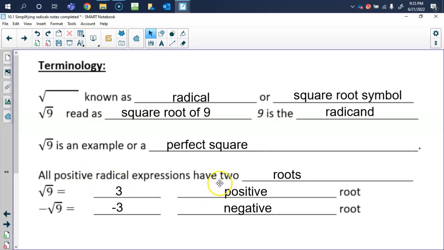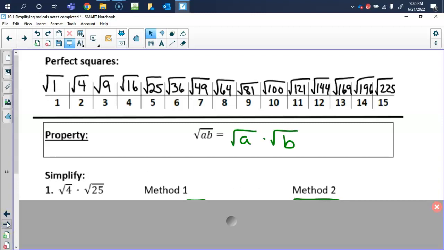And we know that all positive radicals have two roots. One is 9. So if I did 3 times 3, I would get 9. If I get negative 3 times negative 3, I would still get 9. And so the negative root would be the opposite of the square root of 9. So that explains that. So one thing we're going to learn is how to simplify these just a little bit.